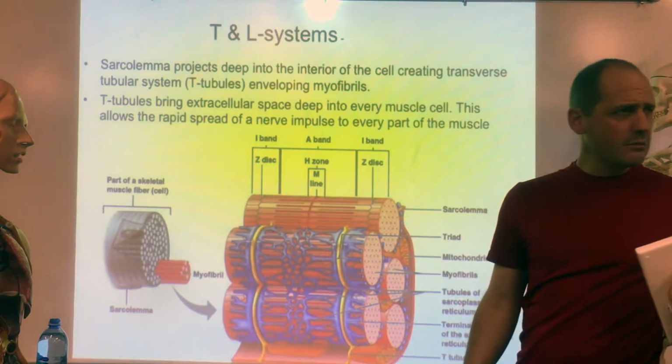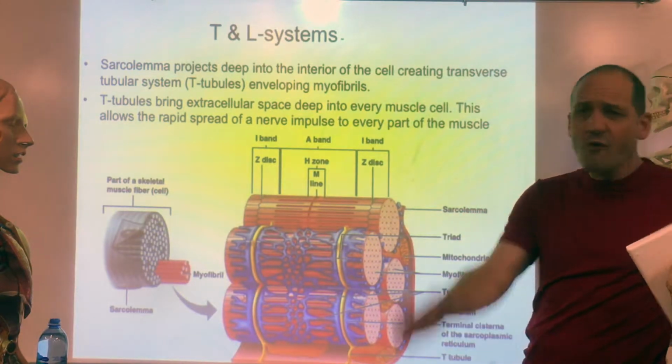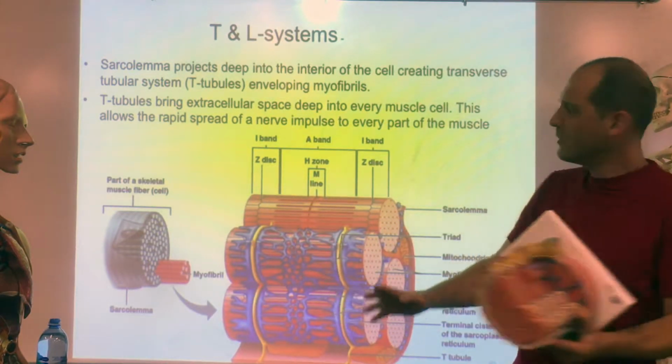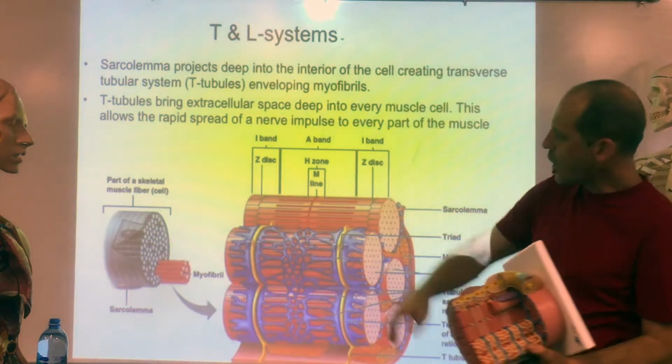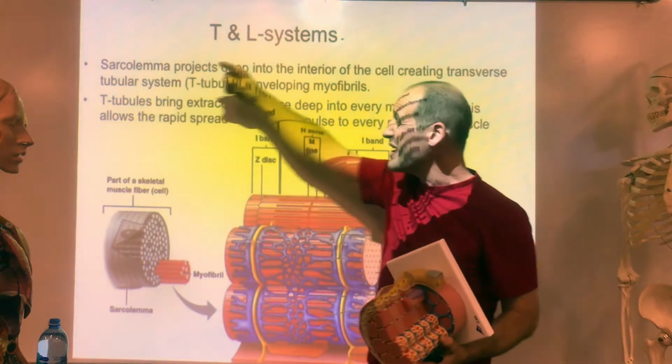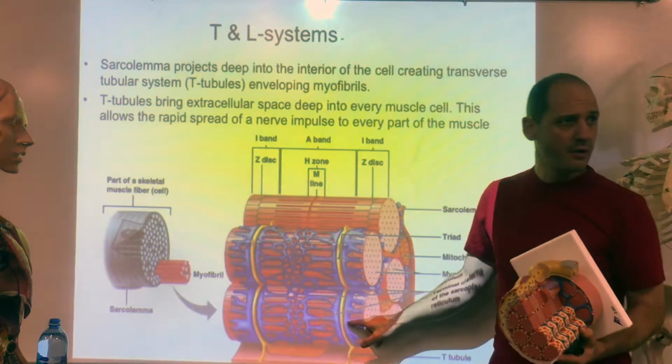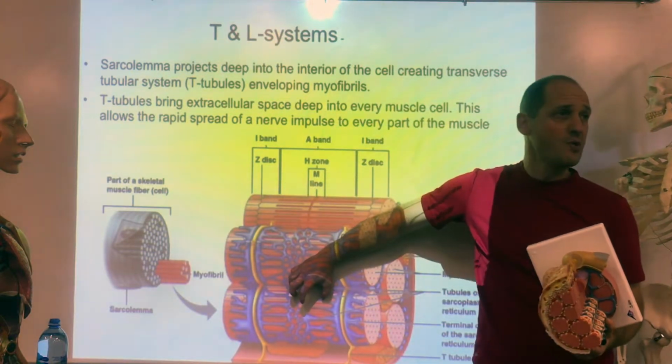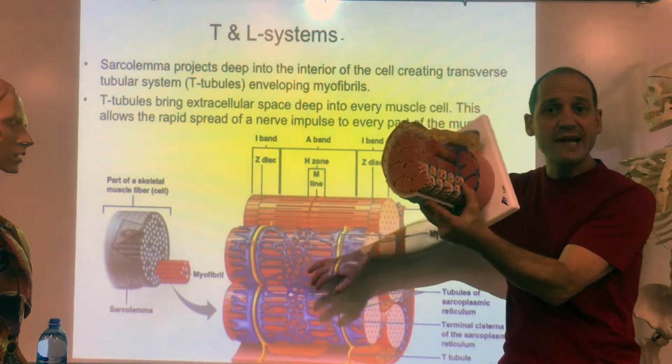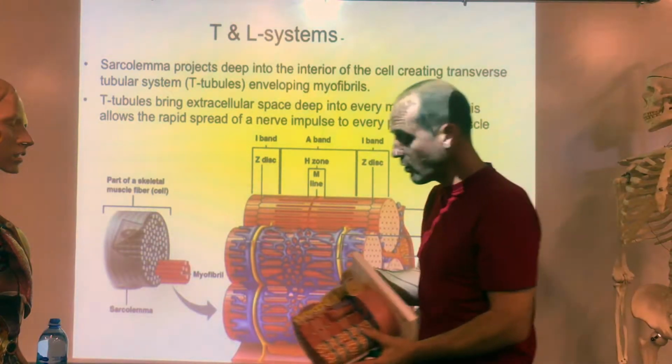Does that make sense? A little bit? So far, what we have is a cell membrane called the sarcolemma, and that goes deep into the muscle fiber and sends that impulse all the way through it. So the whole muscle gets electrocuted at one moment, or irritated.